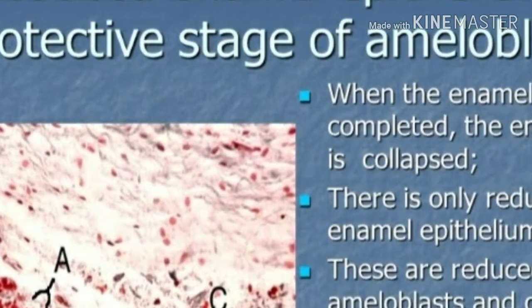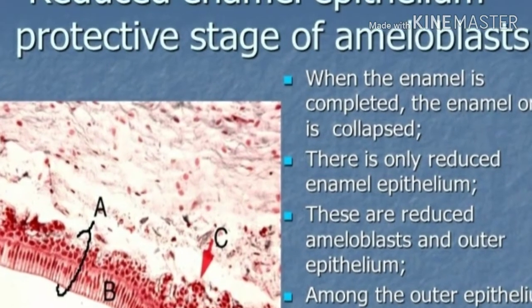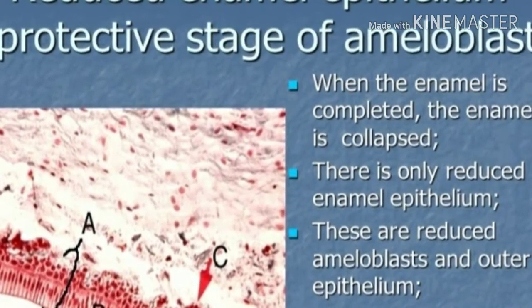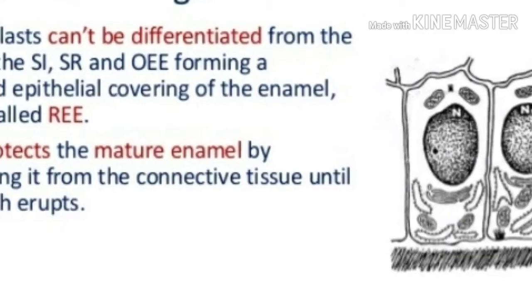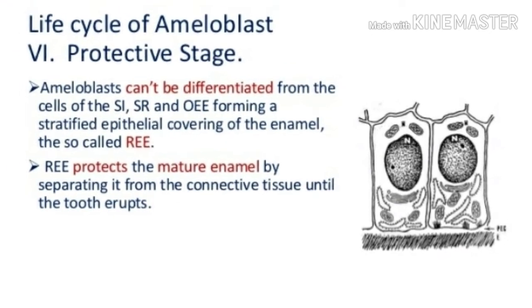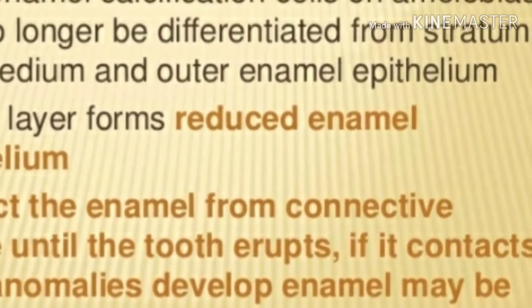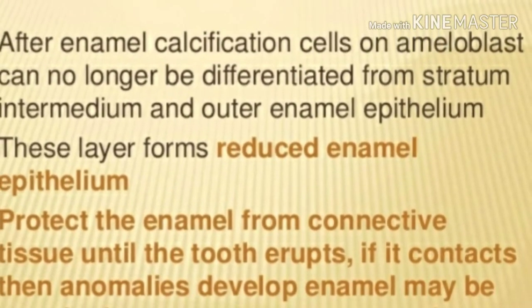If connective tissue comes in contact with the enamel, anomalies may develop. Under such conditions, the enamel may be either absorbed or covered by a layer of cementum. In this phase of the life cycle of ameloblast, the epithelial enamel organ may retract from the cervical edge of the enamel. Adjacent mesenchymal cells may then deposit afibrillar cementum on the enamel surface.